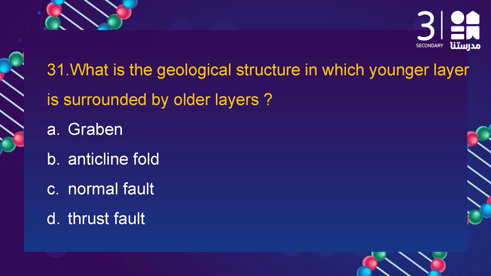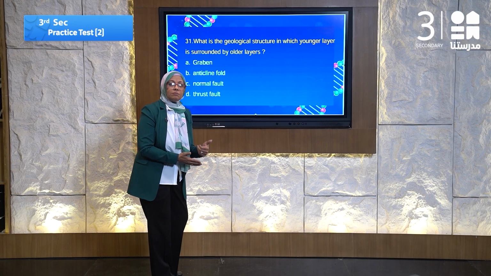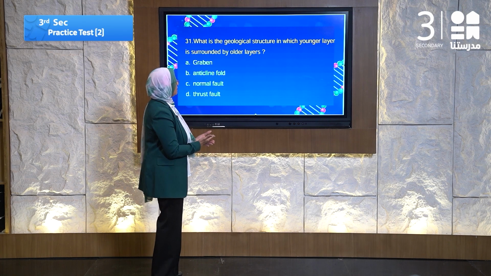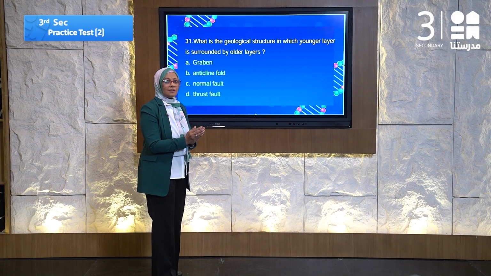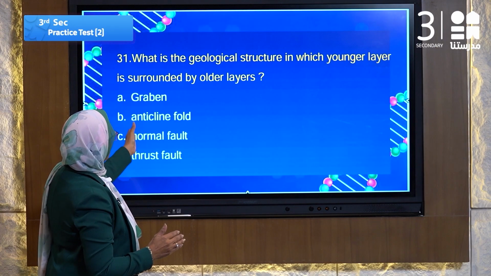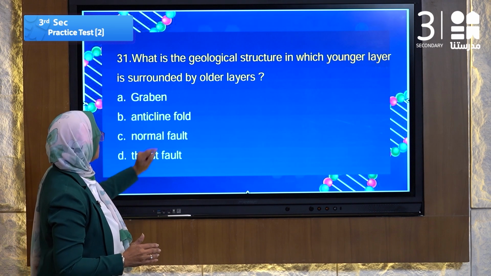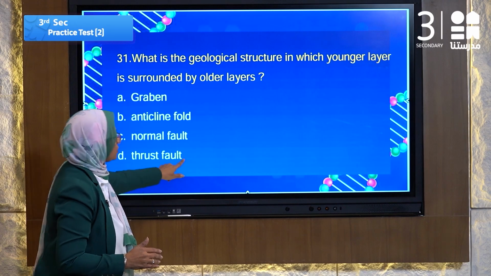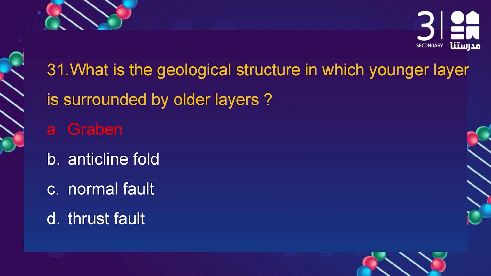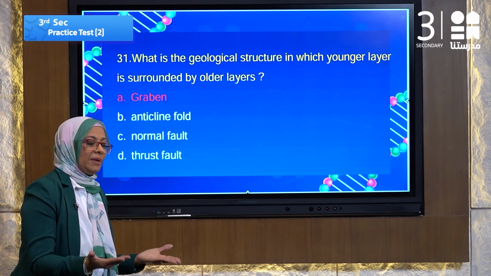What is the geological structure in which the younger layer is surrounded by older layer? It will move. That's a movement. Because the younger layer becomes inside, but the older layer becomes above. Let's go to the choices. Number E, graben, anticline faults, normal faults, thrust fault. That means graben. In the graben, the older one becomes outer. The younger one becomes inside.